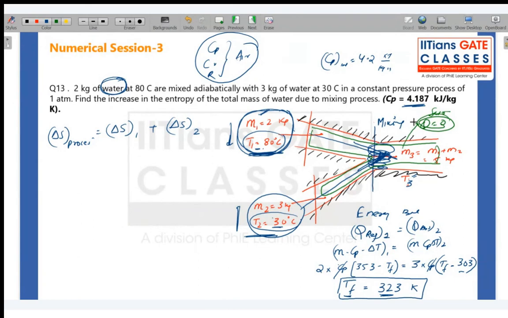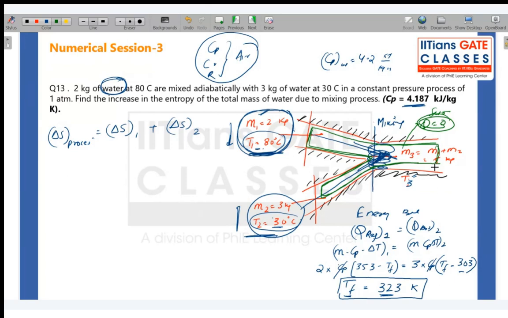Between system and surrounding, there is no heat transfer. That is adiabatic. Heat should cross the boundary, right? But this is my system already. Got it? Similarly, you will see it in heat exchangers. I think I explained that earlier as well. If it comes, I will explain it today as well.